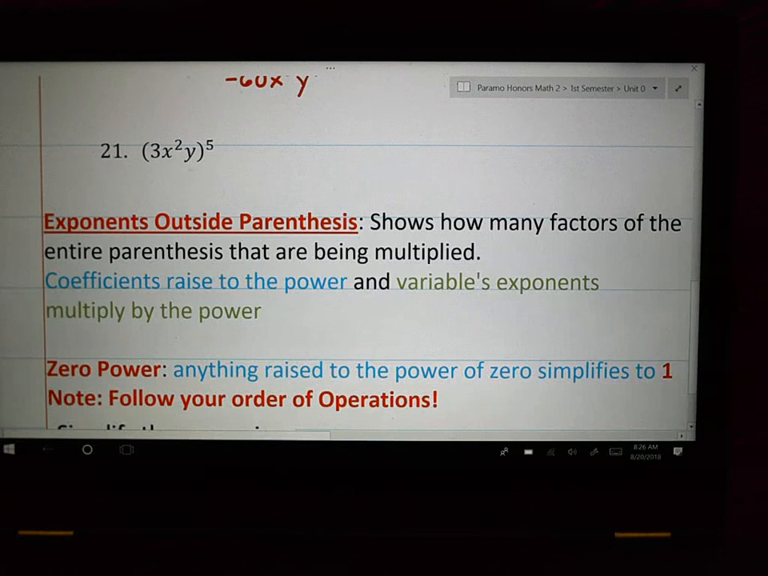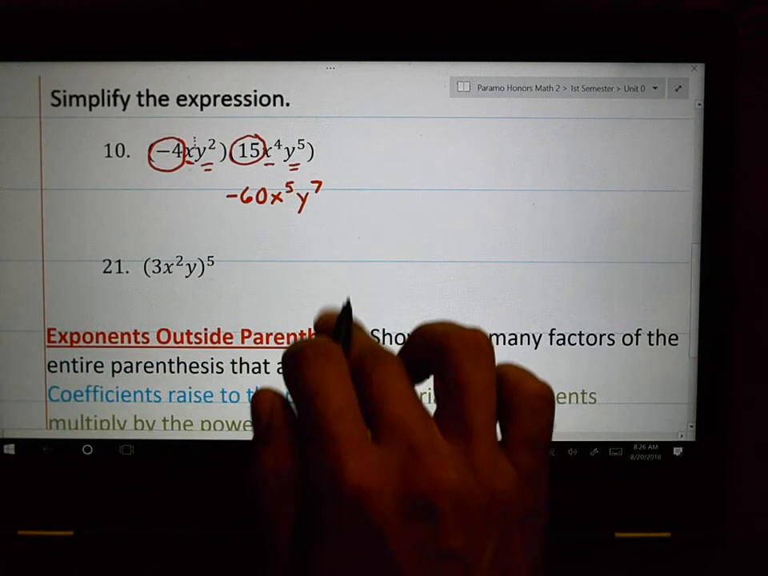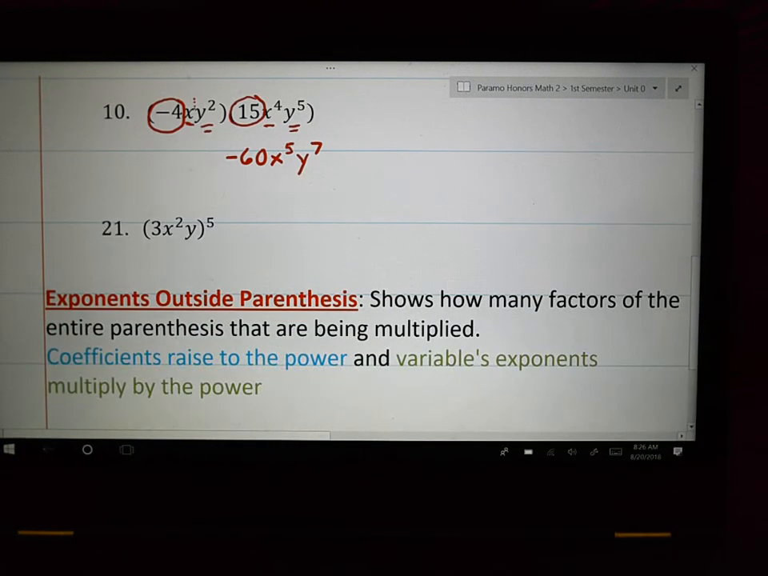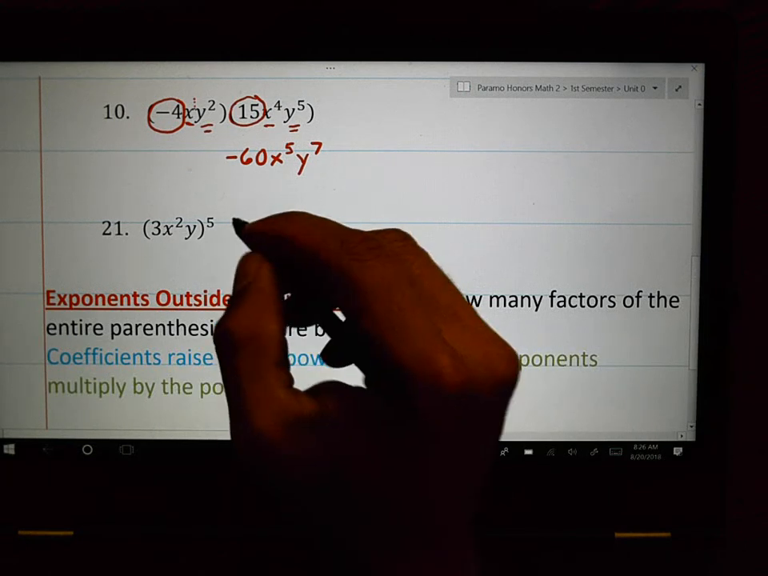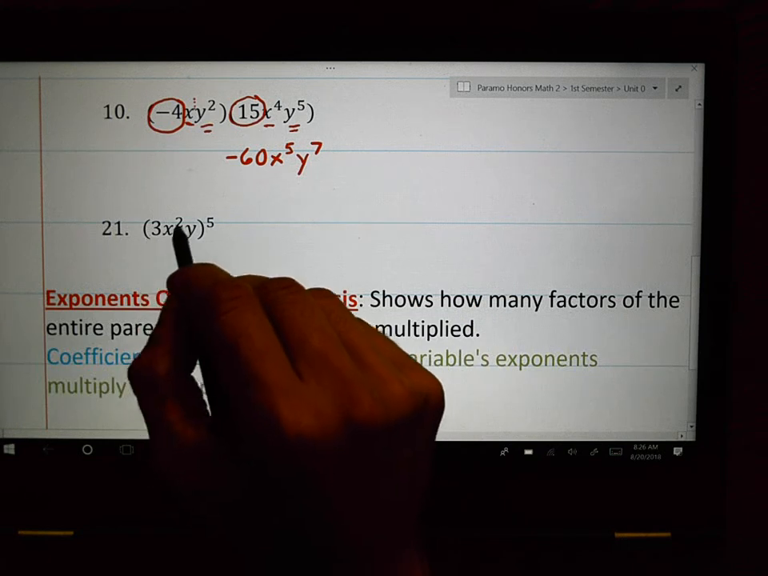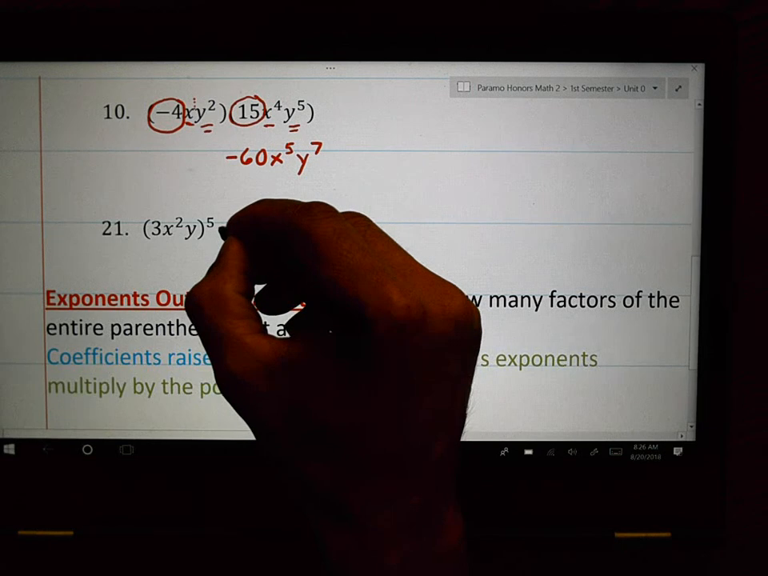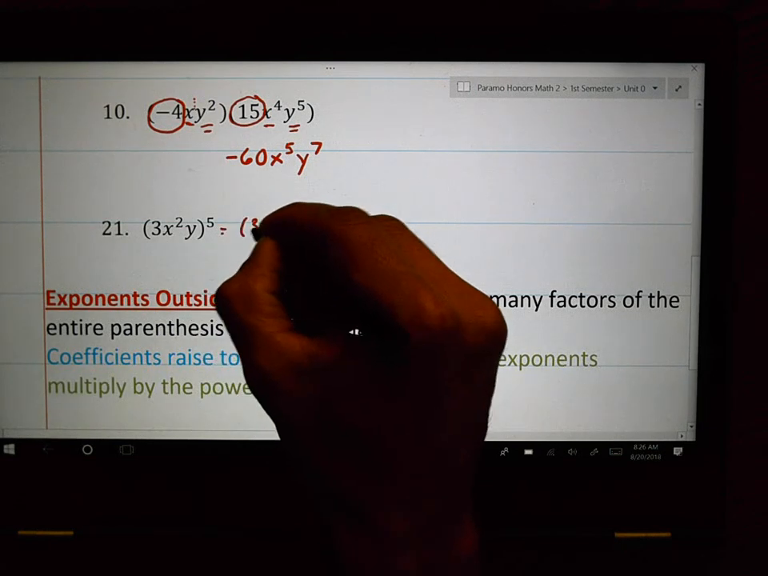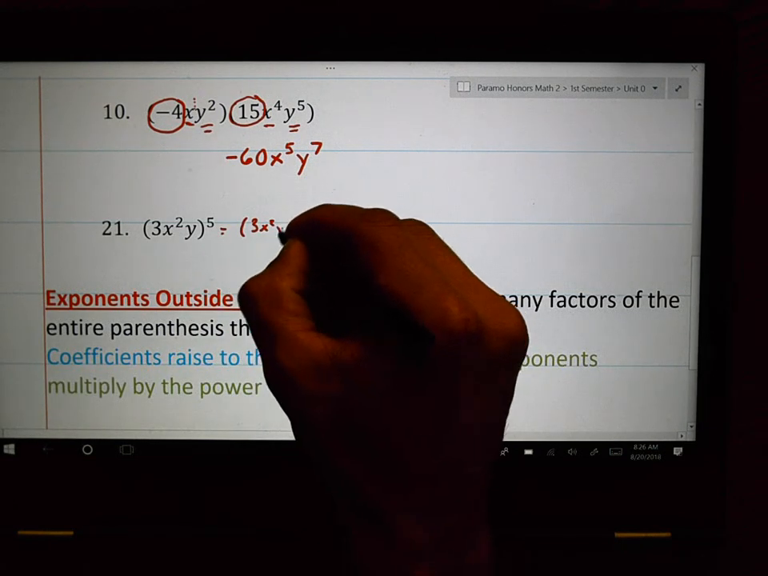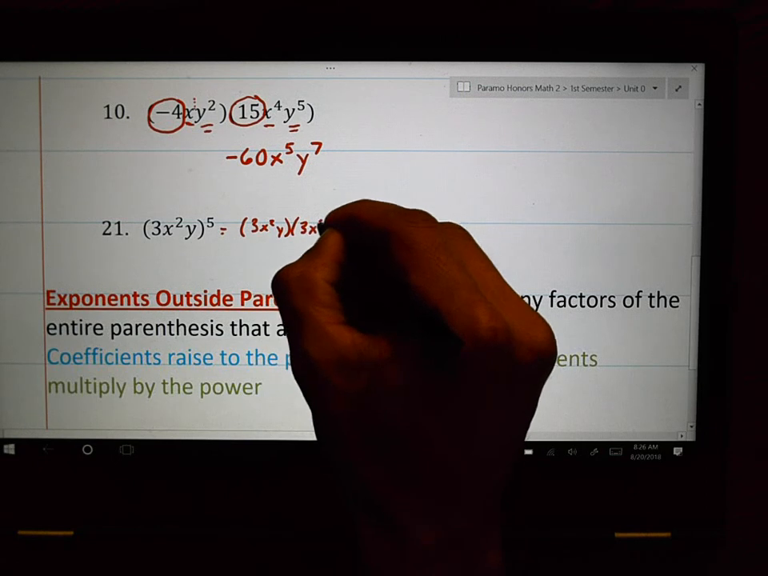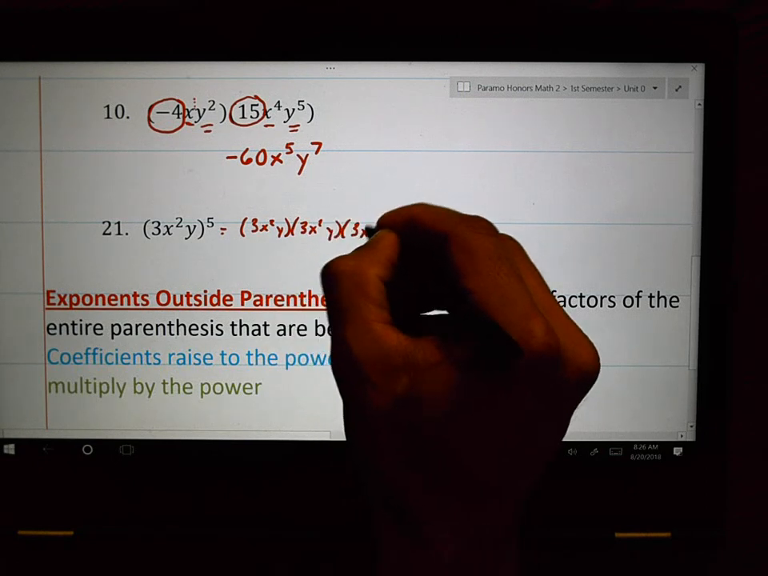The last example I have is number 21 for this particular piece. This is one of those questions where I see a lot of students make small mistakes. And so I wanted to do this as an example because 3x squared y to the 5th power means this whole group, I have 5 factors of it. If I were to write it out, you can write it out if you wanted to, but this is what it looks like. There are going to be 5 of these groups.